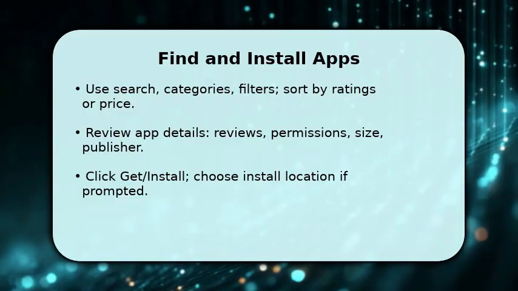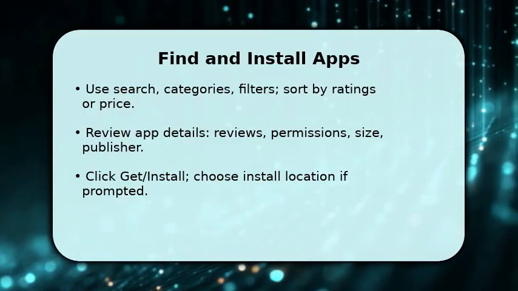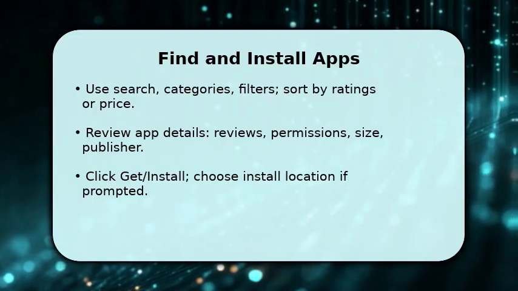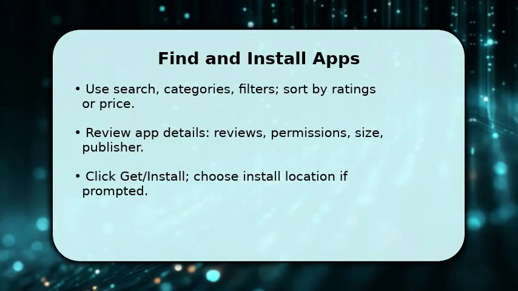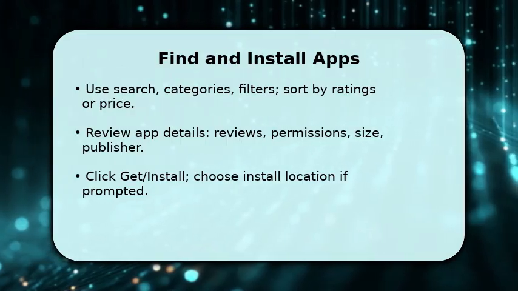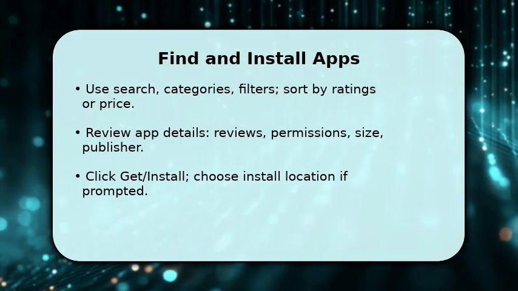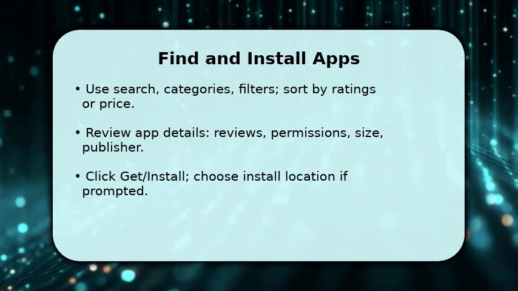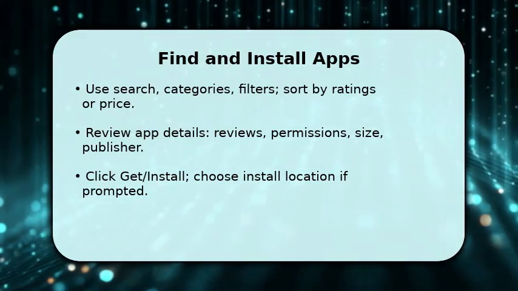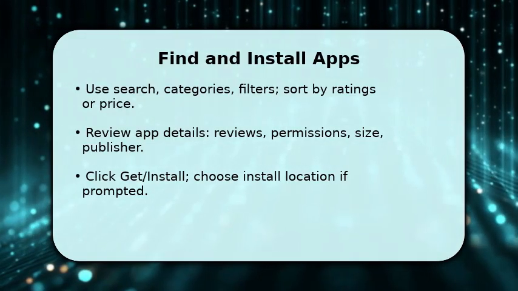Use the search box or browse categories, applying filters like ratings or price to narrow results. Once you pick an app, read details, permissions, size, publisher credibility, and user reviews, because that helps you avoid low-quality or risky installs. Click Get or Install and authenticate if prompted. Make sure to choose an install location if you use multiple drives.